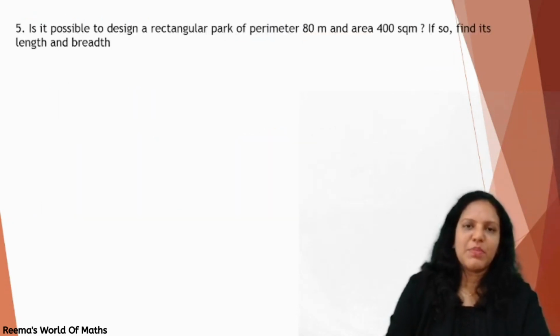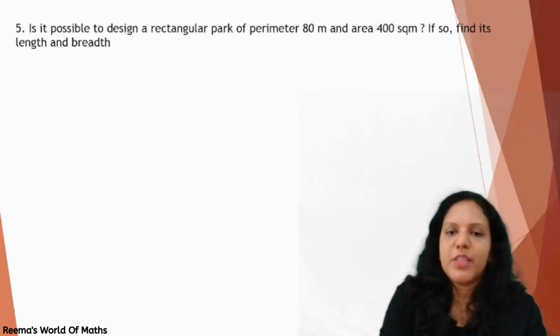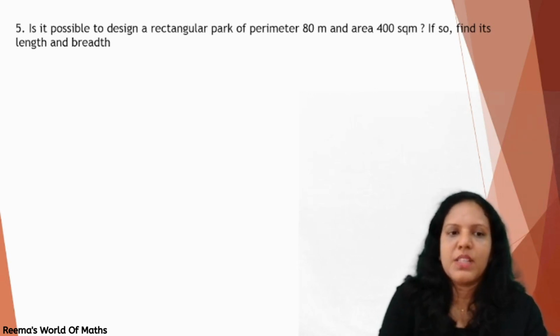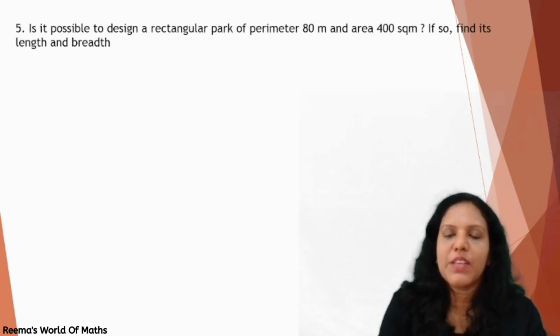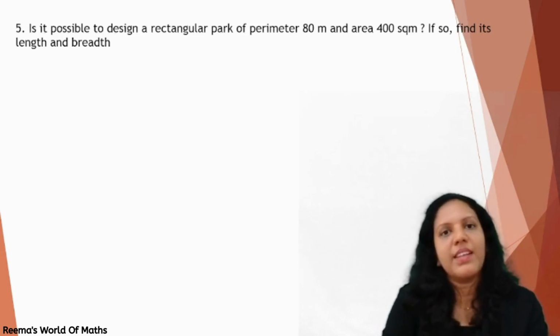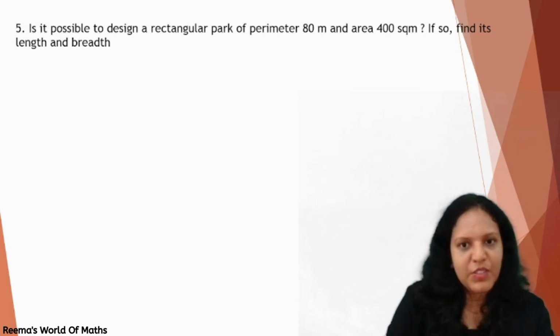Let's see the last question from this exercise. Is it possible to design a rectangular park of perimeter 80 meters and area 400 square meters? If so, find its length and breadth. So we need to see from the given measurements whether it is possible to design a rectangular park. For that, let's find the value of the discriminant and see the nature of the roots. If there exist real roots, then yes, we are able to design the rectangular park.